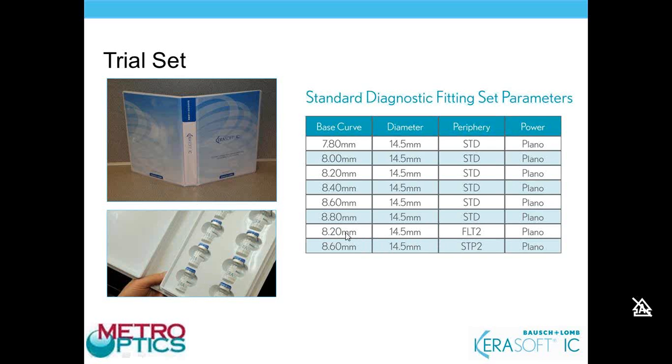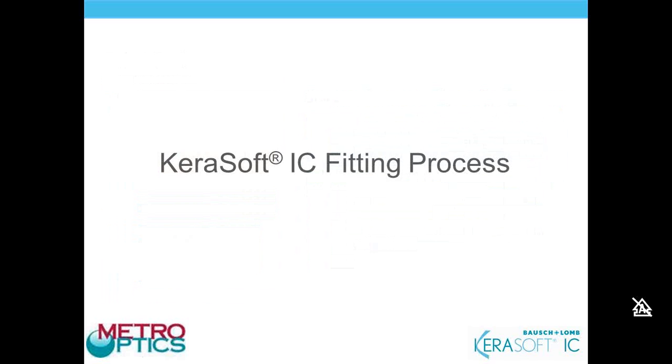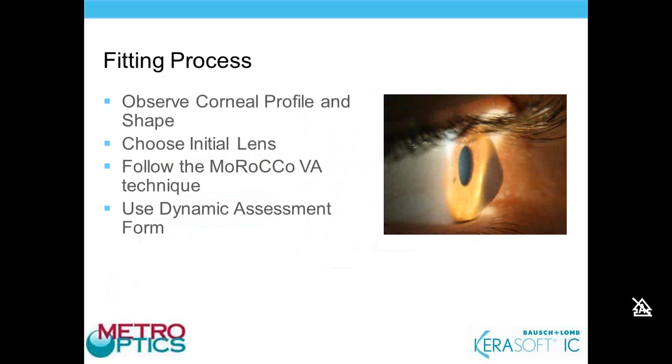This is a lens that you'd actually use on that, say, central nipple cone with more of a flat corneal periphery. And we'll describe in the fitting steps how you would actually determine when you would use that lens. So we're going to just go through an overview of the fitting process.